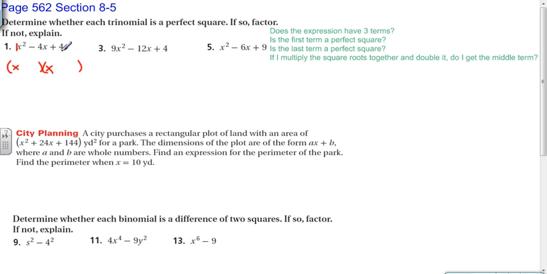Is the last term a perfect square? So 4, can you do the square root of 4? Well, the square root of 4 is 2. That makes it a perfect square. So I can put a 2 here and a 2 here and say 2 times 2 is 4.